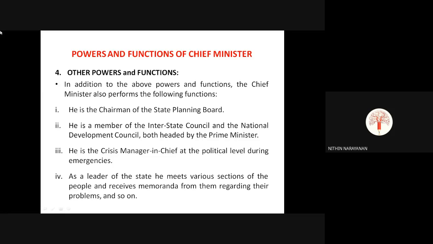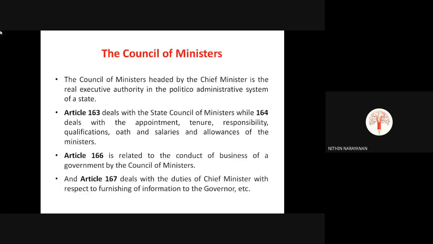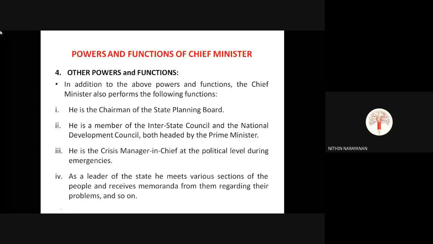As a leader of the state, he meets various sections of the people and receives memoranda from them regarding their problems. We give many such petitions, memoranda, to the Chief Minister, don't we? A chief minister is the person who has to take decisions on them and act on them. So these are the different functions of the chief minister.